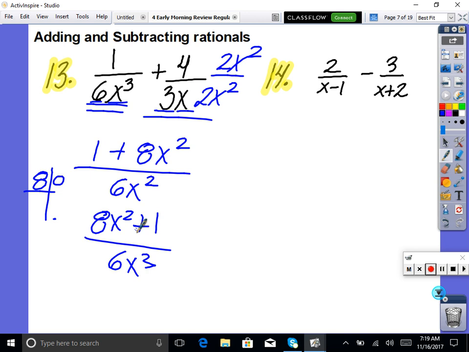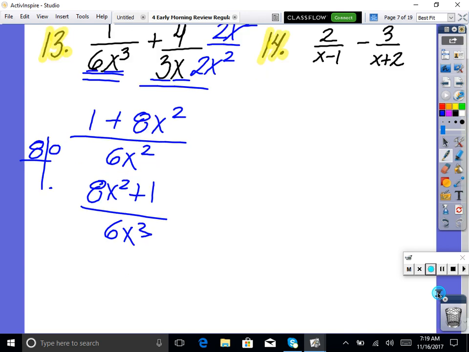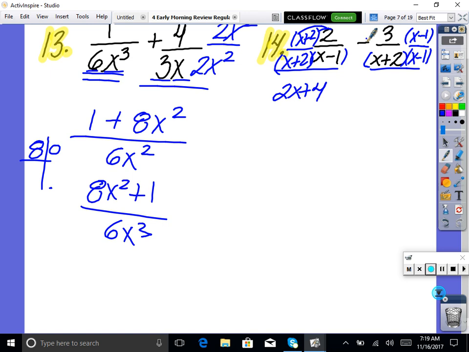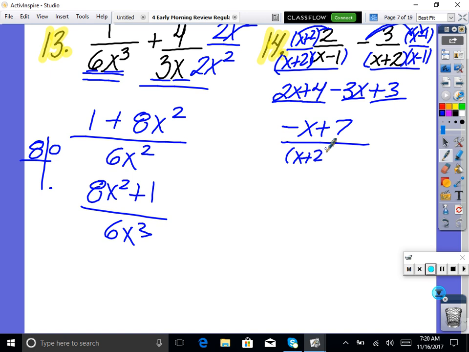Okay, next one. My least common denominator here would be x minus 1, x plus 2, right? X minus 1, x minus 1, right here. X plus 2, x plus 2. Look at your denominators. Are they truly the same? Looks good to me. Your next step is multiply out the numerator. 2x plus 4, am I right? And then negative 3 times x is negative 3x. Negative 3 times negative 1 is plus 3. Combine like terms. 2x plus negative 3x is negative x. 4 plus 3 is plus 7. And then that's all over x plus 2 and x minus 1.